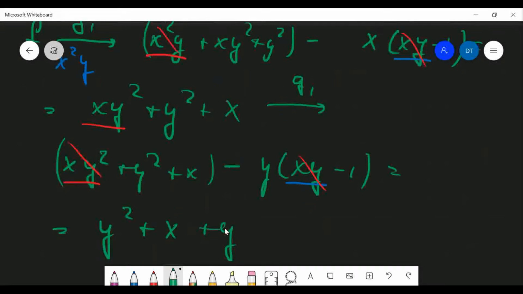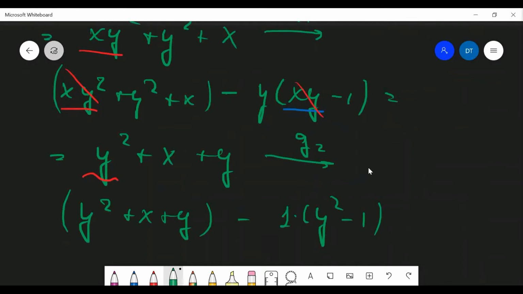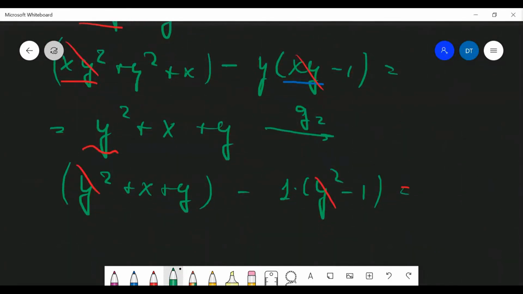Now I cannot reduce this with respect to g1. I need to reduce it with respect to the other polynomial, y² − 1, and I can reduce only this term. So y² + x + y, I want to reduce it with respect to this one. Here, as you can see, I just need to multiply by 1 because the leading terms are the same. I can cancel this and I will get x + y + 1. And this is a remainder.